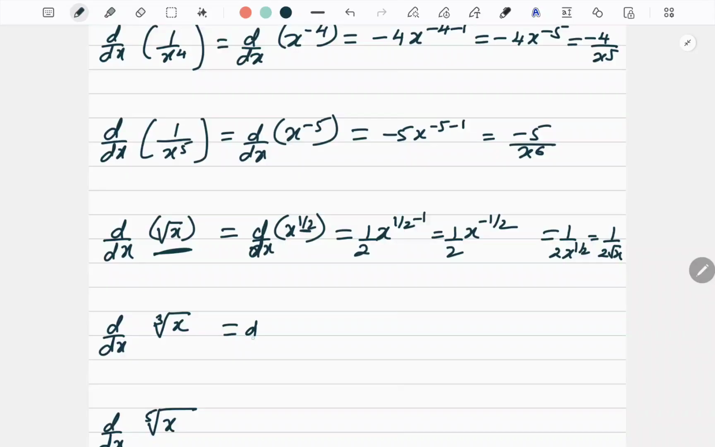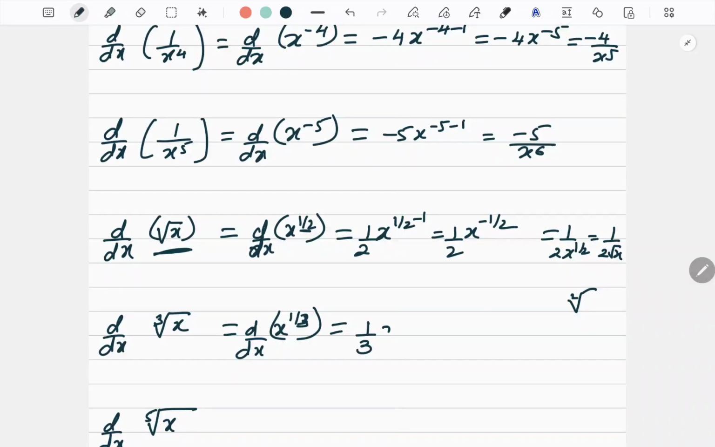Now this is nothing but d by dx of x to the power 1 by 3. I think I wrote something else by mistake. It is 1 by 3, not 2 by 3. Basically, when you just write root, it is 2. When nothing is written, it means 2 by default, and that is the reason it became 1 by 2. Now when 3 is written, it becomes 1 by 3.